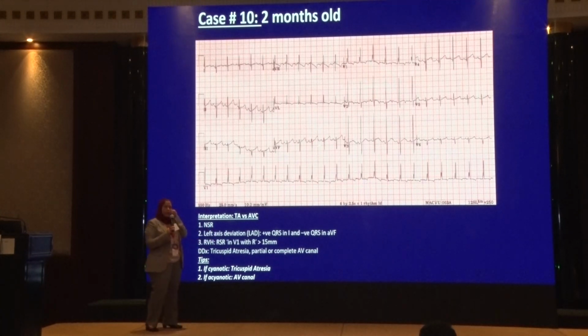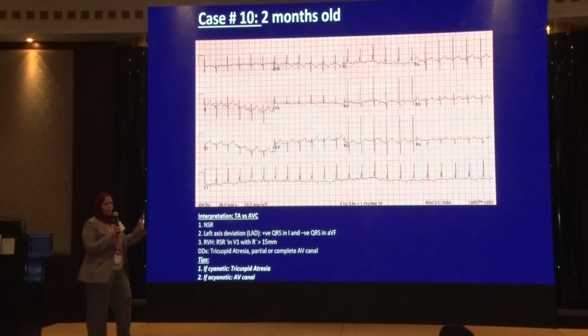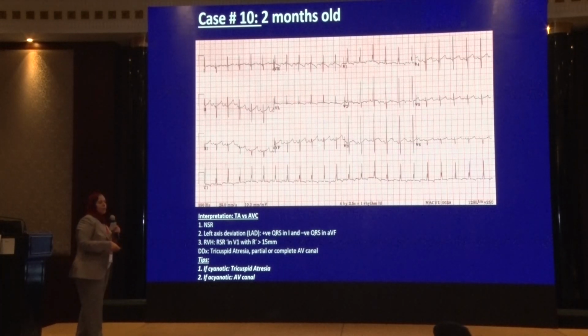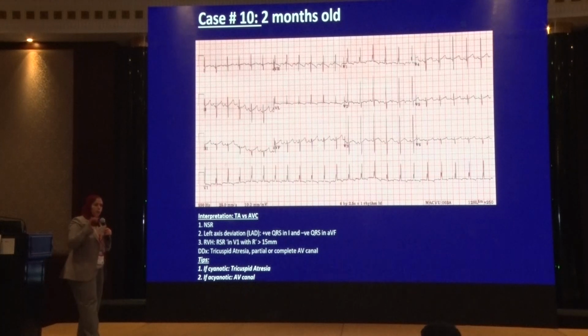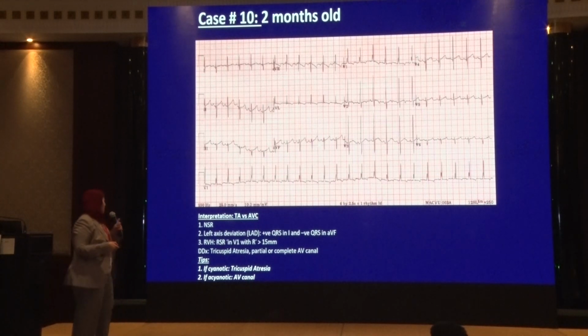One of the few lesions in cardiology that cause left axis deviation is the common AV canal and the tricuspid atresia. So from this ECG, we have left axis deviation and right ventricular hypertrophy. This is very suggestive of tricuspid atresia and common AV canal. So if my patient is cyanotic, mostly he will be tricuspid atresia. If he's non-cyanotic, he will have complete AV canal. Okay?